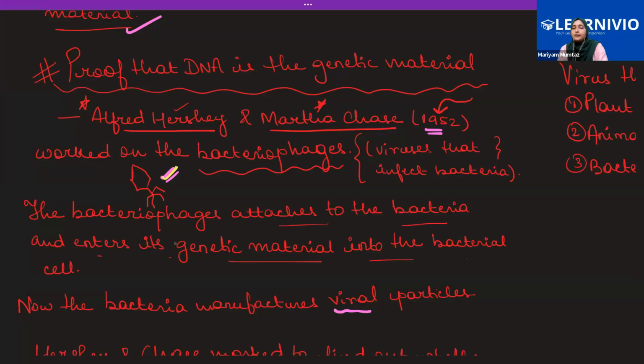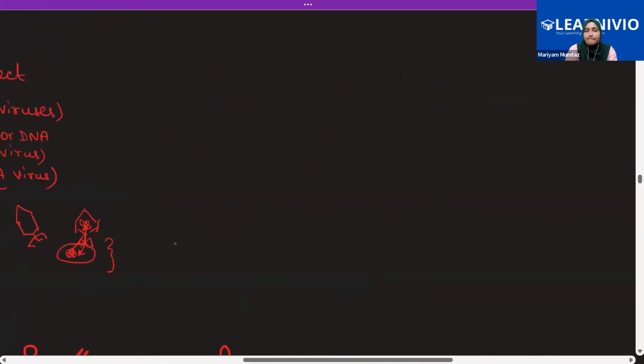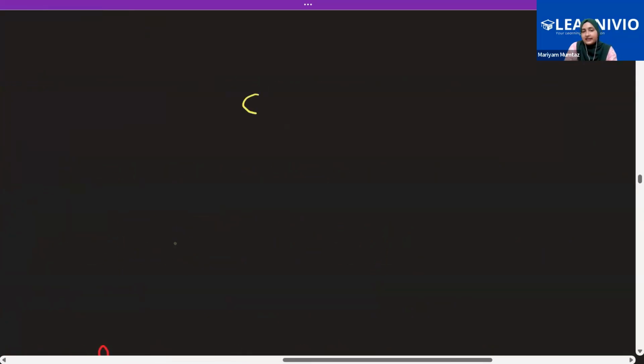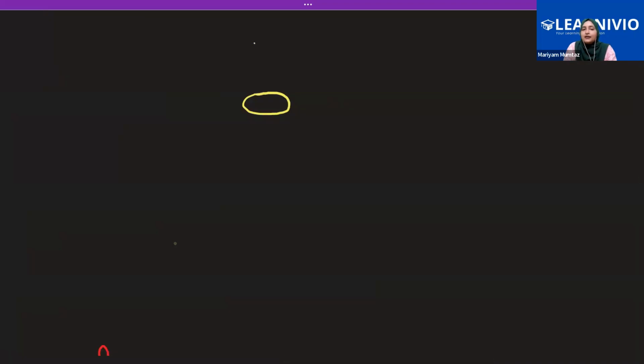So what the bacteriophage does is, for example, if this is a bacterial cell, it's not this big, but we are enlarging it. And the bacteriophage is sort of like this. It sits on the bacteria and it has a genetic material. What it does is that it releases its genetic material into the bacterial cytoplasm. Okay, this is what bacteriophages do.